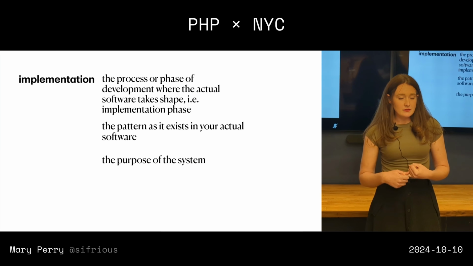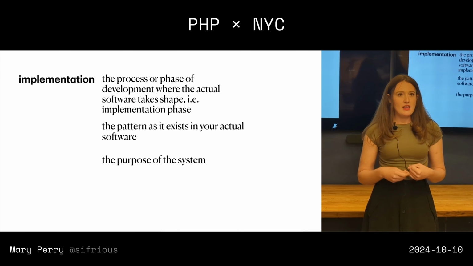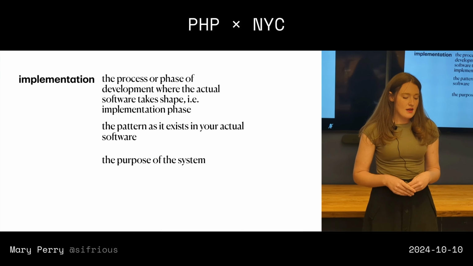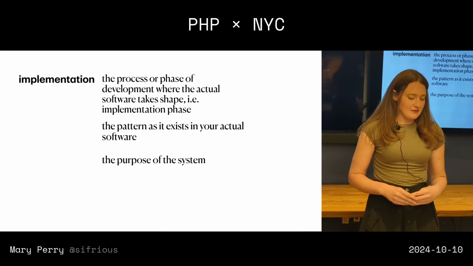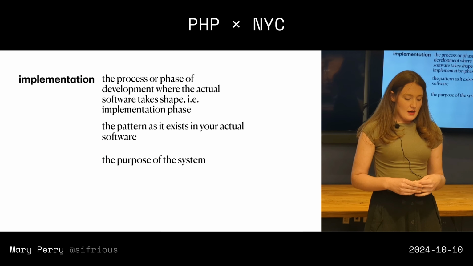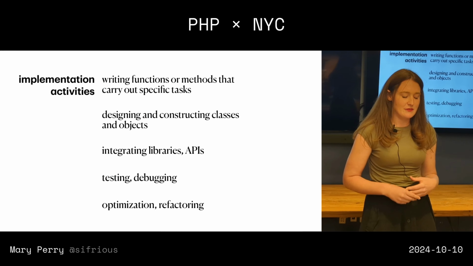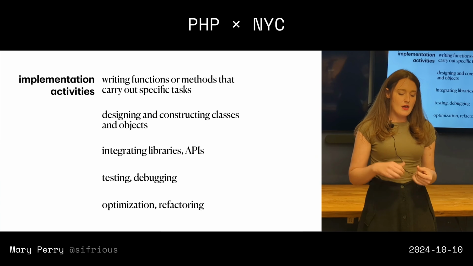So implementation, what's implementation? Process or phase of development where you're making the software take shape. You're not designing it, you're not testing it, you're implementing it. Well, I guess testing is kind of iffy, but the pattern as it actually exists in your software, the purpose of the system, what the system is actually going to do. Here are some activities that count as implementation.